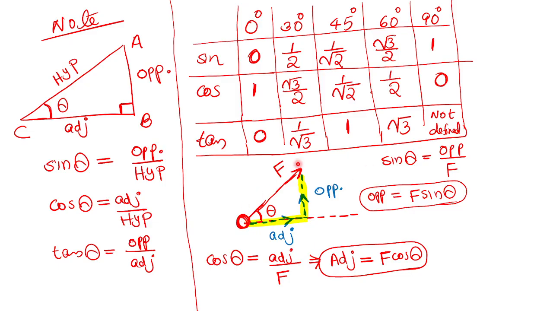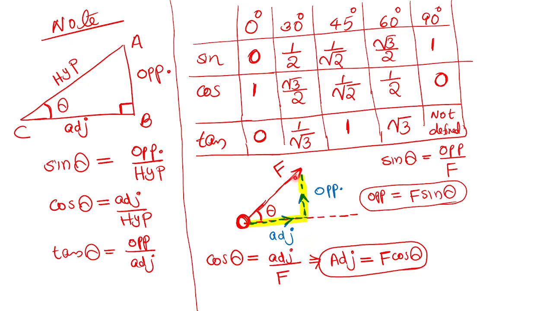So what is my conclusion? If there is a force, and look at this diagram, we studied in the previous class the triangle law of addition. F is the resultant of two forces. As per this diagram, F is the resultant of two forces. One is the horizontal component, which is F cos theta.